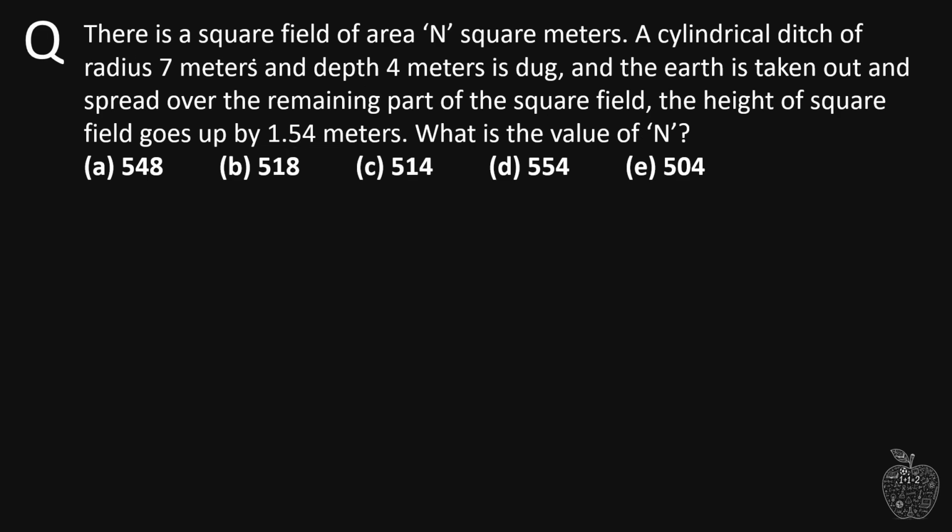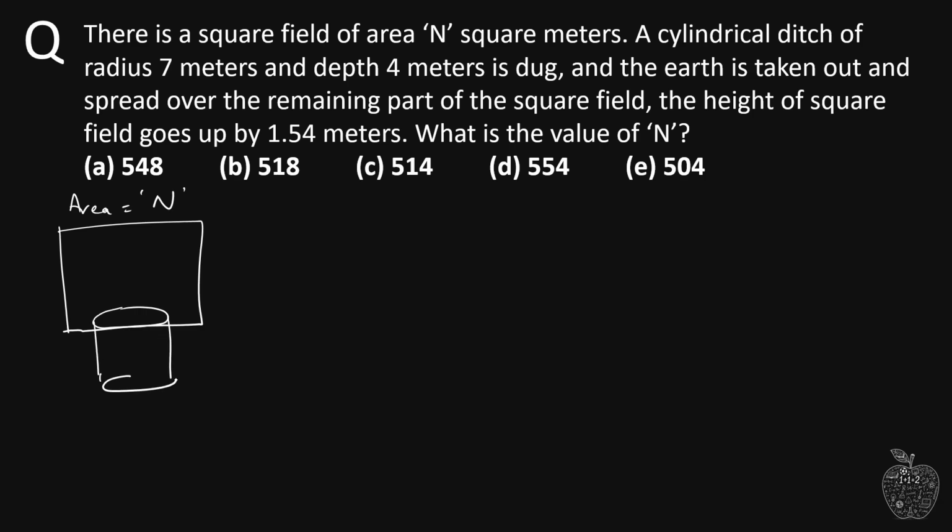Okay, so the question is telling me that there is this square field, and the area is given to us as n square meters. So area of this square field is n. A cylindrical ditch of radius 7 meter and depth 4 meter is dug on this field, and the radius of this ditch is given to us as 7 meters. So the radius is 7 meters and depth is 4 meters. So that means the height of this ditch is 4 meters.